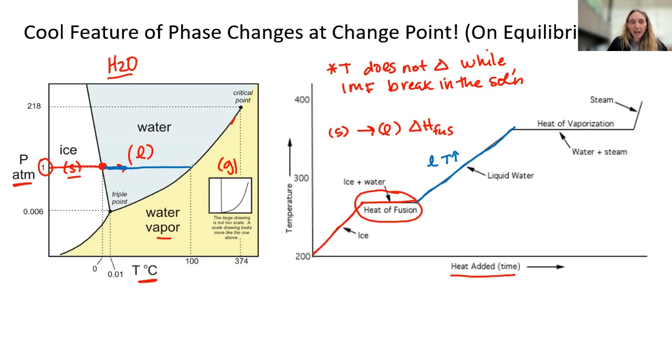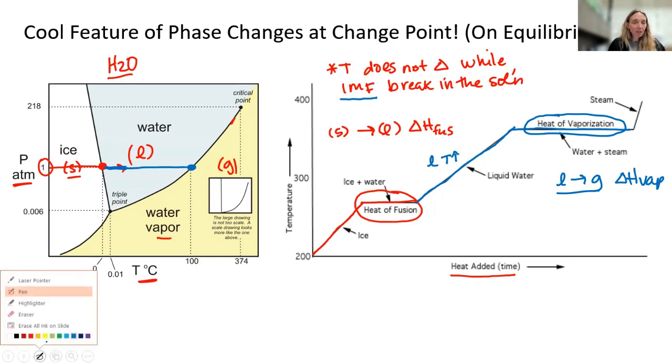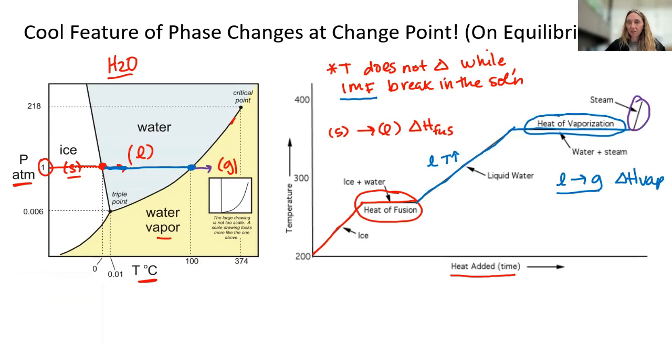And then all of a sudden we hit that phase transition again. And at that phase transition, we have our heat of vaporization where we're going from a liquid to a gas. And that's called delta H of vaporization. And again, our temperature does not change as this transition happens, right? So for a transition to happen, the intermolecular forces between all the liquid molecules have to break to become a gas, okay? Then once again, we've gone through that transition and we're now in the gas phase. And here we have that gas phase as steam.